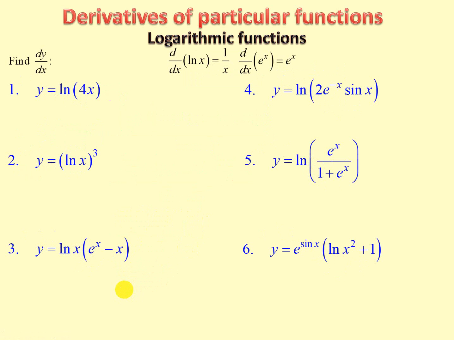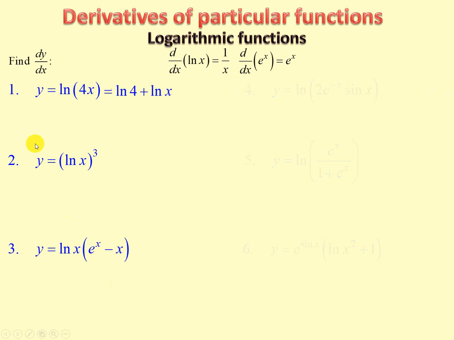Here's some exercises for you to do. Pause this first and try it yourself. Notice there I'm using a log law to simplify that. That's very simple then, because it goes straight to 1 over x, because the derivative of a constant is 0.